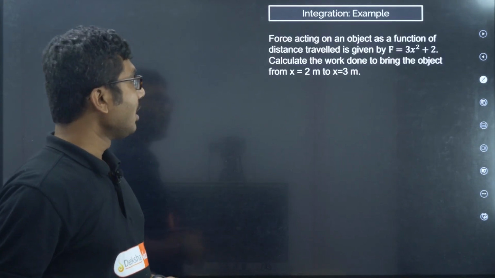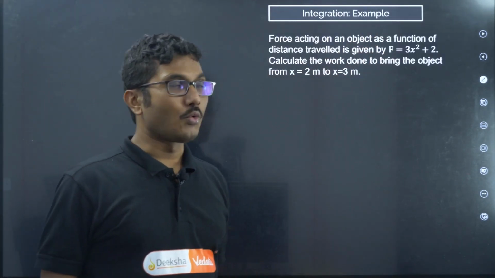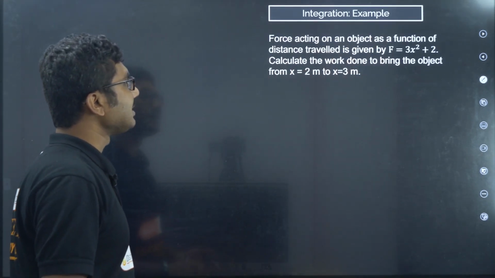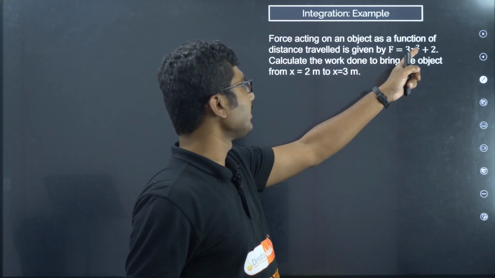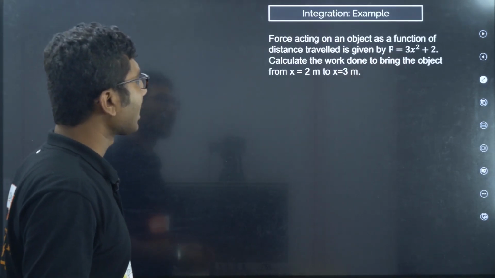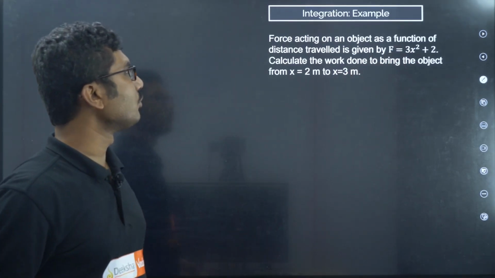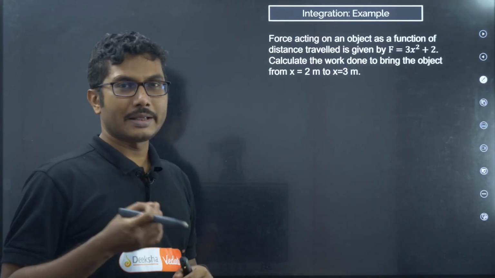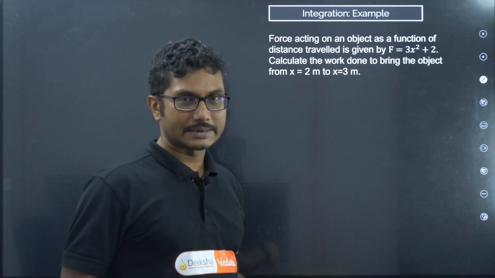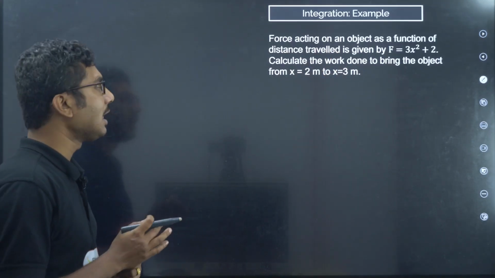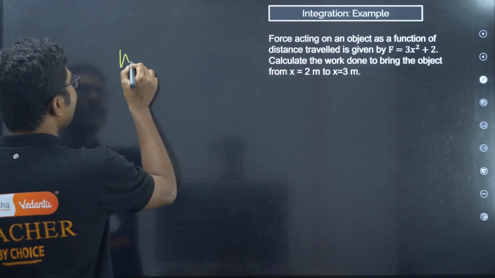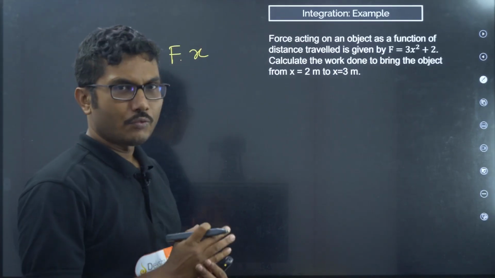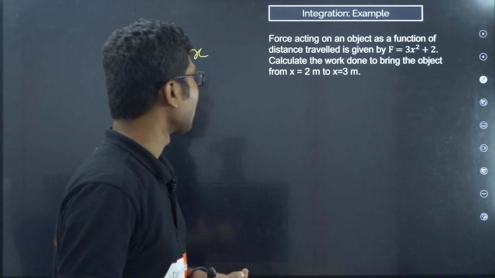Okay. Now let's solve one problem. Force acting on an object as a function of distance travelled is given by F equals 3x square plus 2. Calculate the work done to bring the object from x equals 2 meter to x equals 3 meter. A simple problem. Those who are in first year may not be familiar with this concept exactly, but I am just giving you the formula that the work done is basically given by F into x. Force into displacement, that is the work done.